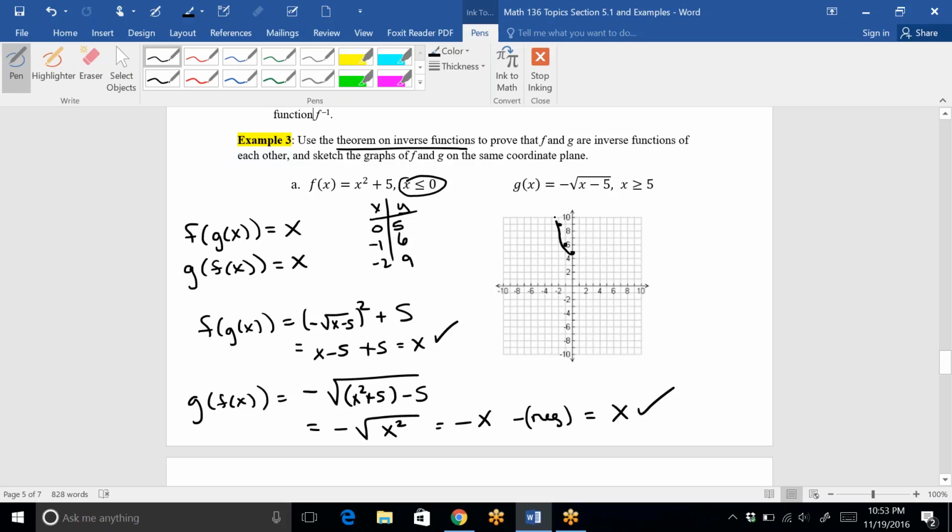So notice it's half of a parabola this way. And this one should just be the reverse of those. You can check the points individually if you want, but it should be 5, 0, 6, negative 1, and 9, negative 2.